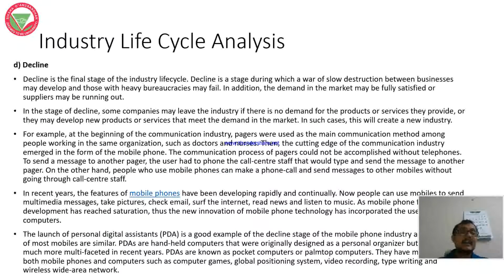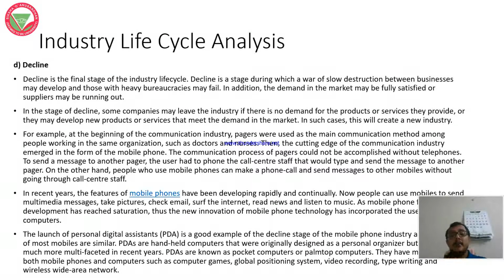Then comes the declining phase. Decline is the final stage of the industry life cycle. Declining is a stage during which a war of slow destruction between business may develop and those with heavy bureaucracy may fail. Bureaucracy means multi-layered. Bureaucracy means complex organizational structure. All those type of companies, they will ultimately fail in this declining stage.